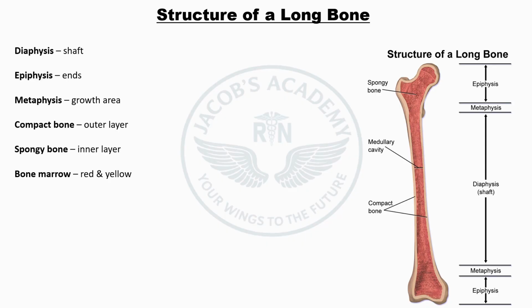And the outer hard layer is called compact bone, which provides strength. The inner part is the spongy bone. So inside the bone is the bone marrow, which may be red or yellow. So this structure is very important for diagrams, labeling, and for exam purposes. So see the structure of the bone here by labeling each part.